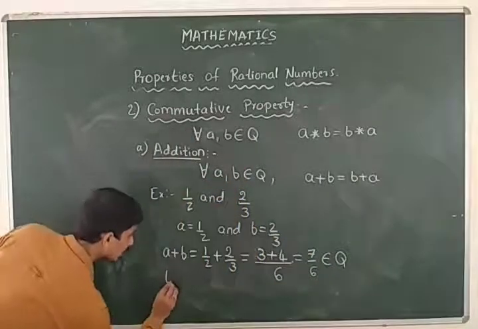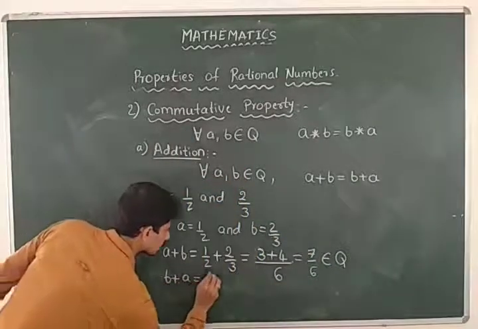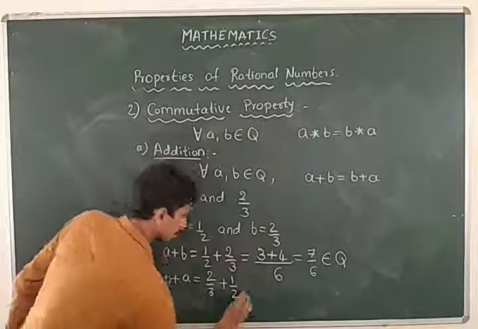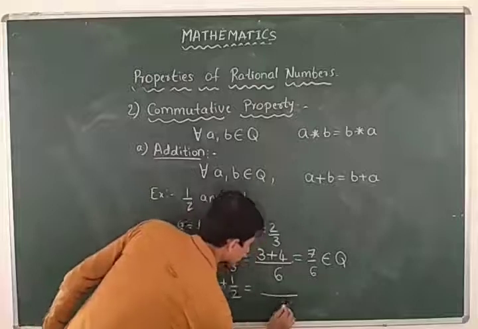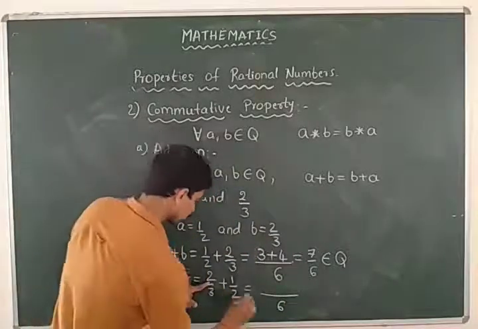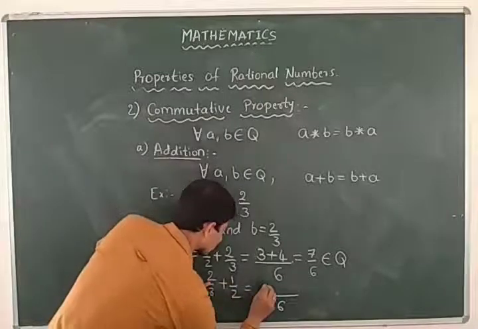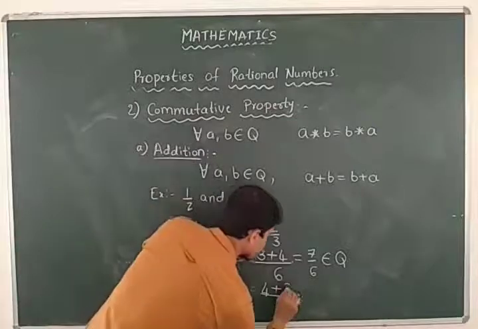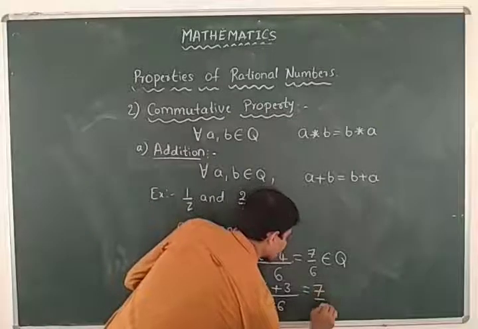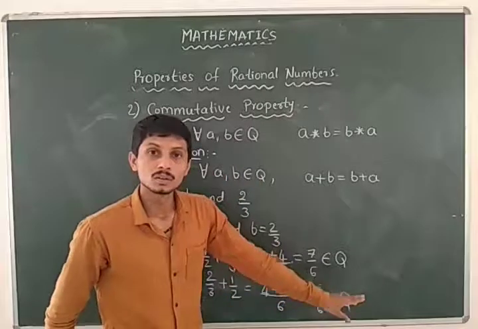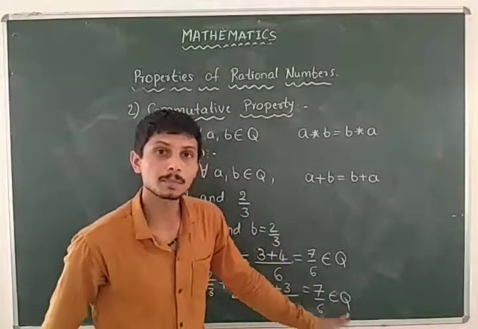Again, we take b plus a, equal to 2 by 3 plus 1 by 2. We take the LCM here, which is 6. We multiply with 2 to get 4, plus we multiply with 3, and here also we get 7 by 6. This also belongs to the rational number set.